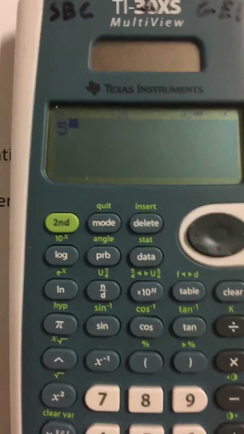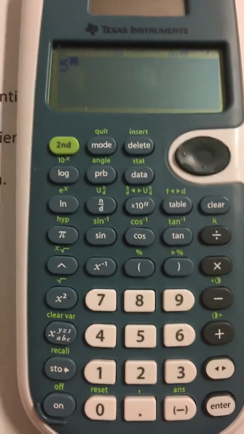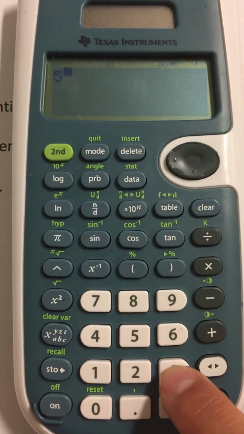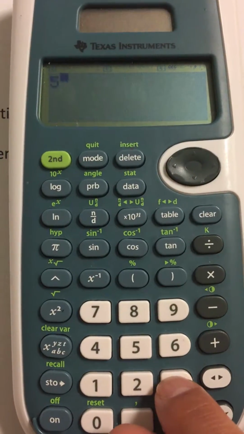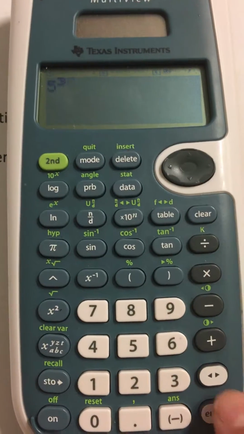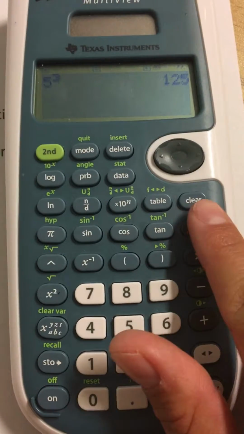So now you'll see that there's a box in the upper right hand corner of the 5. That is where we'll enter the number for the exponent, and you can enter any of the numbers needed, but since we're doing cubed, we'll enter a 3 and press enter, and now it should give you 125.